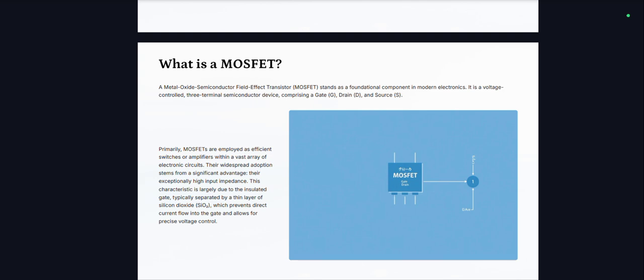The most interesting part is the gate. The gate is not directly connected to the rest of the device. Instead, it is separated by a very thin oxide layer. Because of this insulation, almost no current enters the gate, which gives MOSFETs their high efficiency. So basically, we apply a voltage at the gate, and the device decides whether current should flow or not.